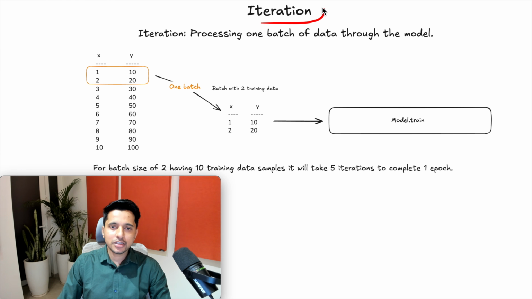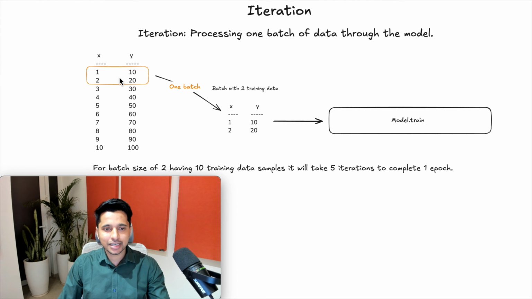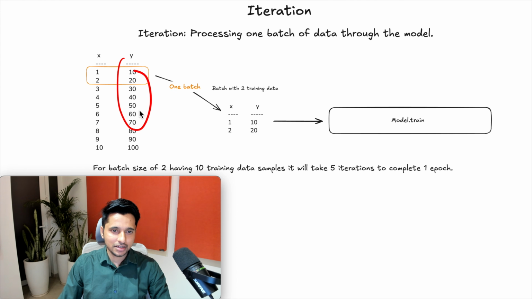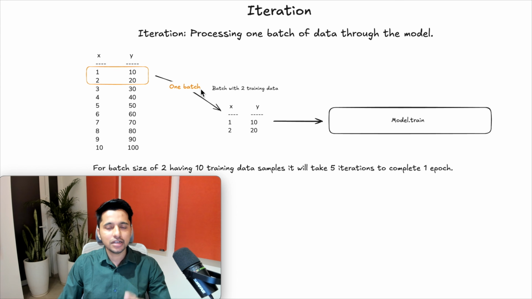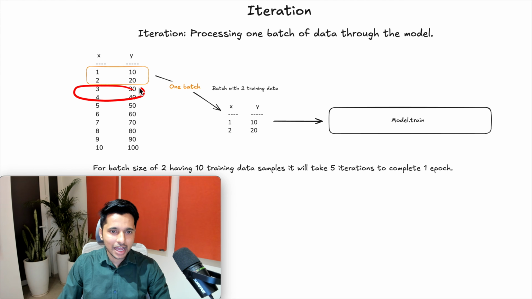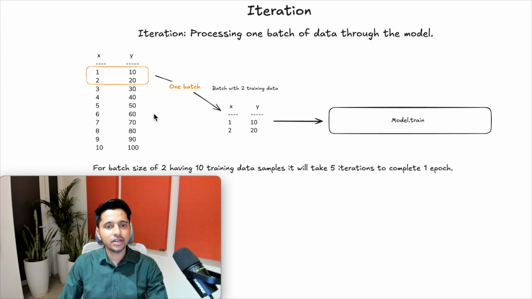So now we'll discuss the iteration. Iteration means processing one batch of data through the model. Here, as we have taken the same example again and again for simplicity, x and y, and let's say we have considered 2 as the batch size. So here we have one batch. Similarly, we will have other batches. We are considering one batch here that we will feed into the model.